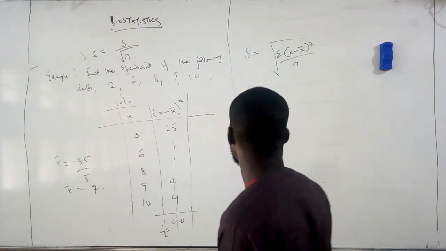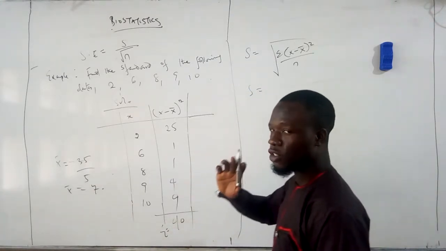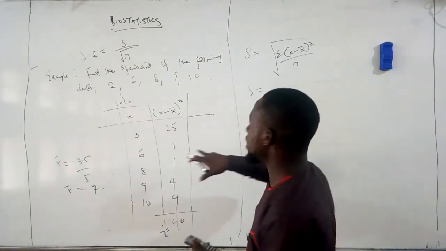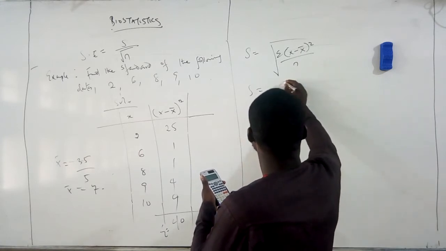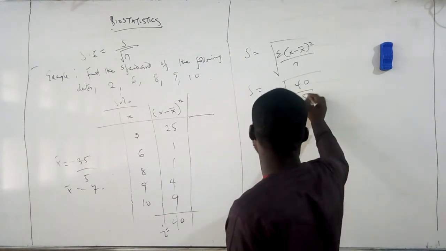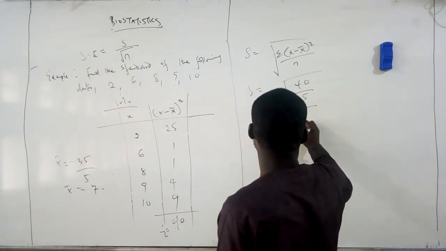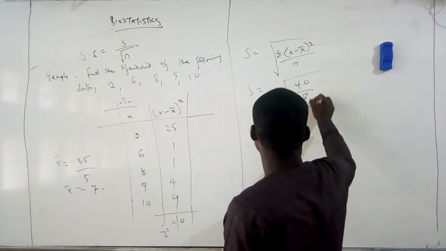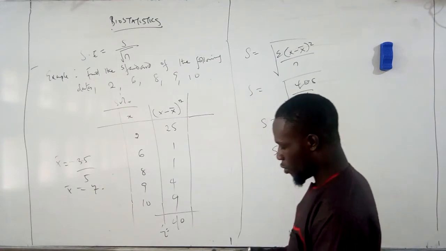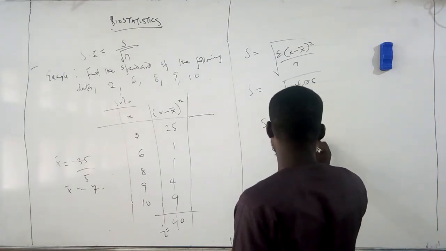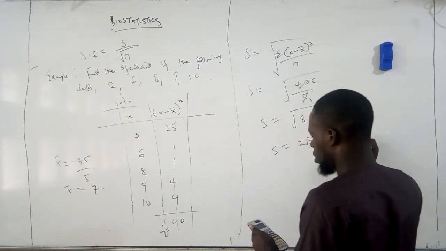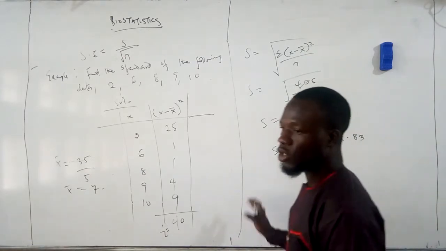Which gives you 40. So to get our standard deviation first, before we get our standard error, we are going to have, mind you, this is for ungrouped data, 40 divided by the number of observations, which is 5. So your s is equal to the root of 8. The root of 8 should give you 2 root 2, which is 2.83. So this is your standard deviation.